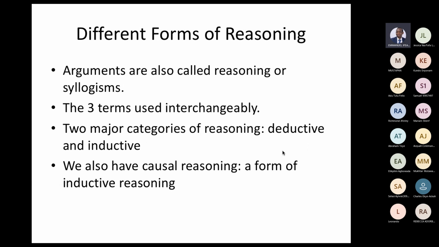Now on to the different forms of reasoning. Arguments are also called reasoning or syllogisms, so the three terms are used interchangeably. Now we have two major categories of reasoning, deductive and inductive. We also have causal reasoning, but it's a form of inductive reasoning.